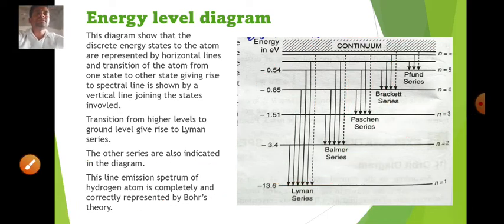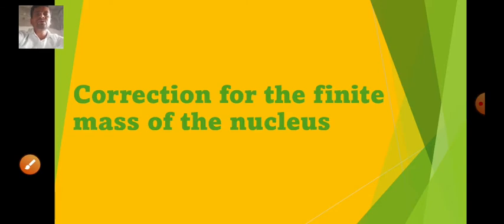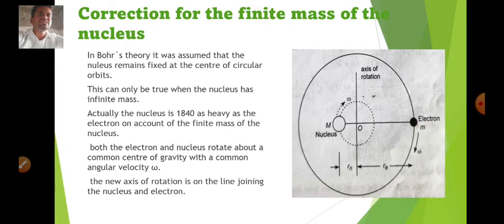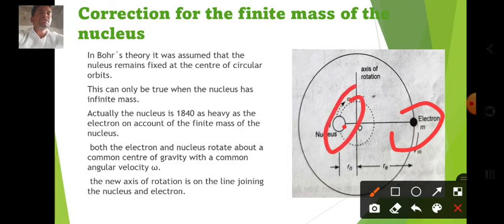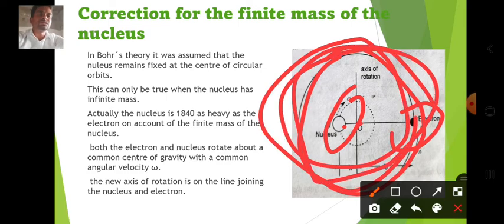And the next topic is the correction for the finite mass of the nucleus. What is the meaning of finite mass? Why is the word correction used here? Generally, in an atom the nucleus is present at the center, and electrons revolve around it in orbits continuously.